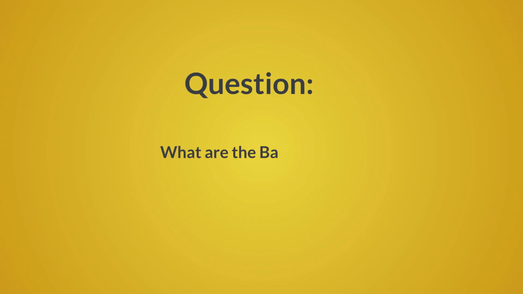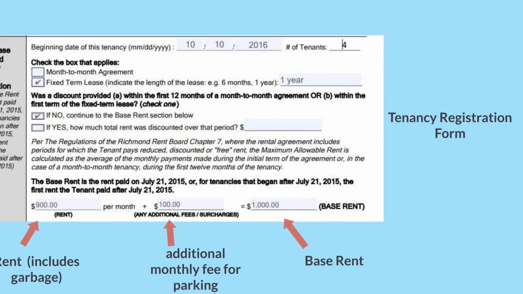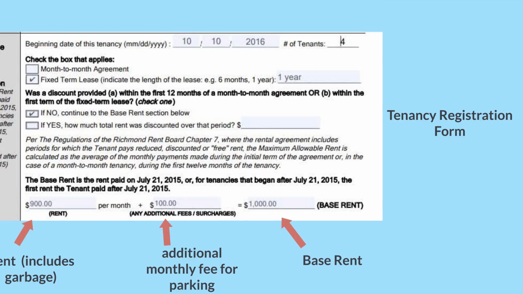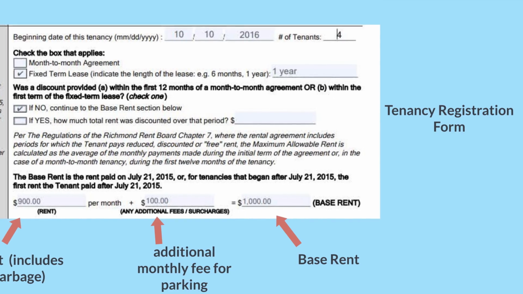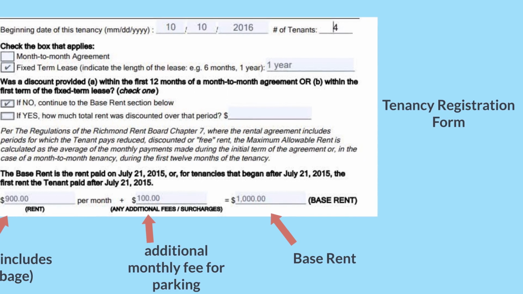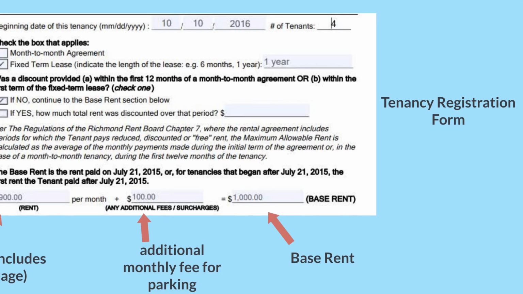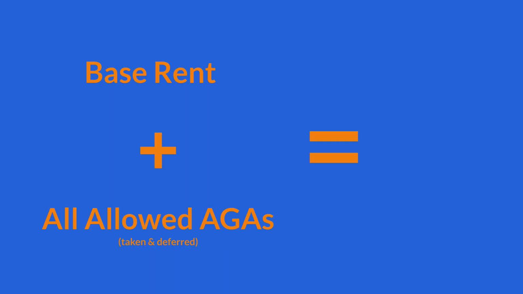Next, in order to calculate a rent increase, a landlord must know what are the base rent and the maximum allowed rent. The base rent is the rent established on July 21, 2015, or the rent at the start of the tenancy if after July 21, 2015. It can often be found in the lease, and generally is the rent collected for the first month. The base rent is required to be disclosed to the rent program on the tenancy registration form. The maximum allowed rent is the application of every allowed AGA to the base rent. This is the rent ceiling. The landlord may never collect more than the maximum allowed rent.